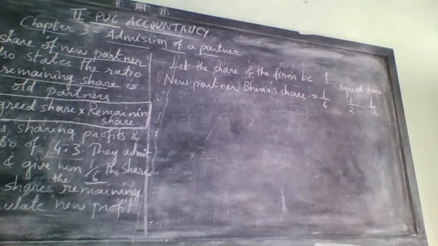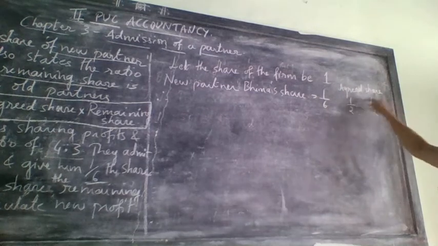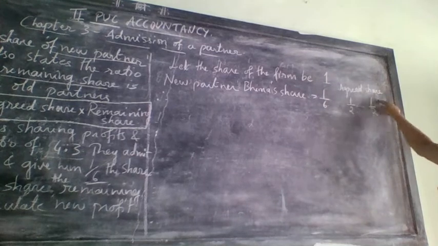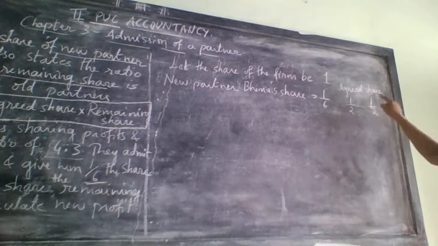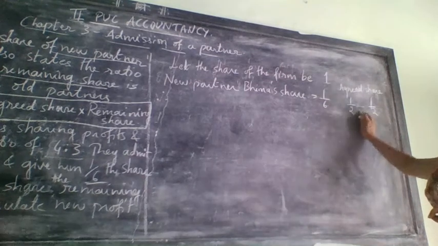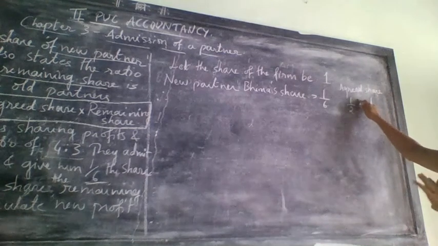Equally means if there are only 2 persons, that is 1:1. If there are 3 persons, 1:1:1 will come. Here there are only 2 partners, so it will come 1:1. 1 plus 1, how much? 2. So when they say equally in the problem, you need to consider it as 1:1. This is related only to the old partner.